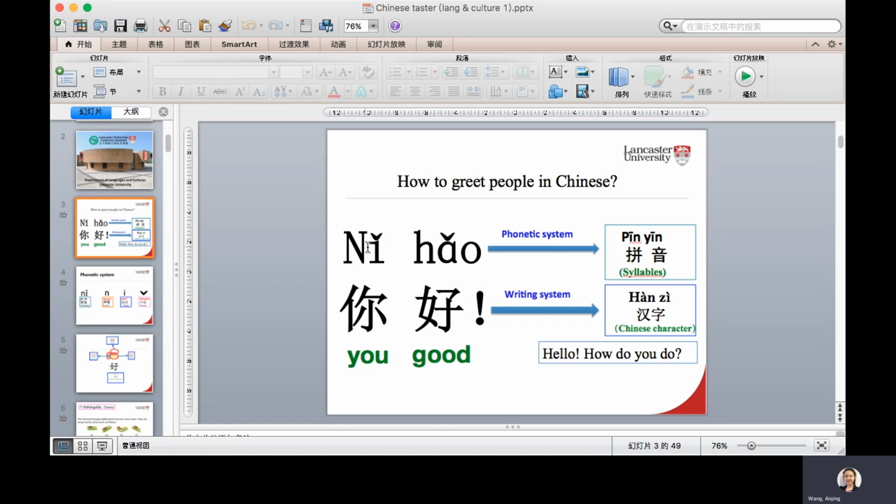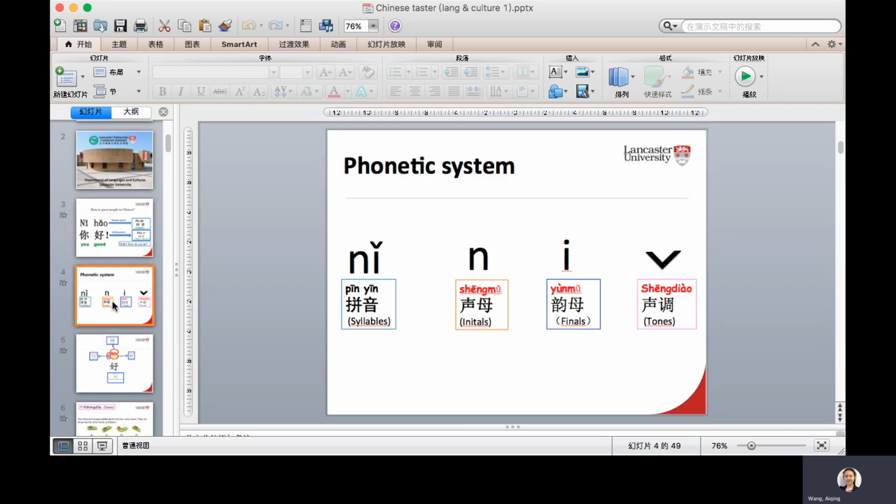As you can see here, there's a phonetic system. We call that pinyin in Chinese. Pinyin is to indicate the sound system of Chinese characters. And the actual written system is called Hanzi. That means Chinese characters. So the Chinese writing system consists of pinyin, the sound system, and the actual written system, which is Chinese characters. Okay, so to say hello is 你好 in Chinese.